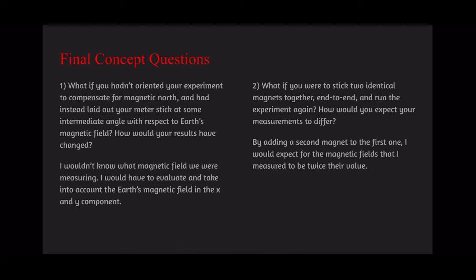For the first question, if the orientation of the meter stick was north-south instead of east-west, we wouldn't know the magnetic field we were measuring. We would have to evaluate and take into account the Earth's magnetic field in the x and y component. For the second question, by adding a second magnet to the first one, I would expect for the magnetic fields that I measured to be twice their value.